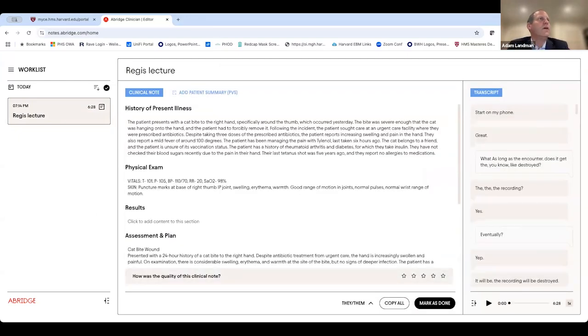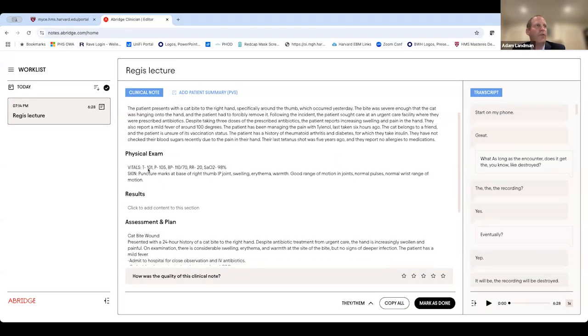Here's the note. First, you may or may not remember, Penny was asking some good questions about whether the recording gets saved or not. Notice how that's not in the note, and it starts right away with: patient presents with a cat bite to the right hand around the thumb, occurred yesterday. Cat was hanging onto the hand and had to forcibly remove it. The patient went to an urgent care facility where they were prescribed antibiotics, despite taking 3 doses. The patient reports increased swelling and pain, fever of about 100, took some Tylenol. So you can see the history is very good.